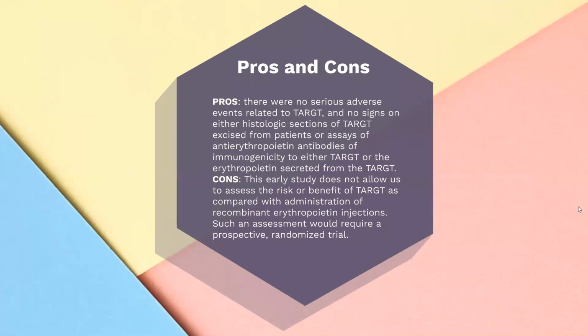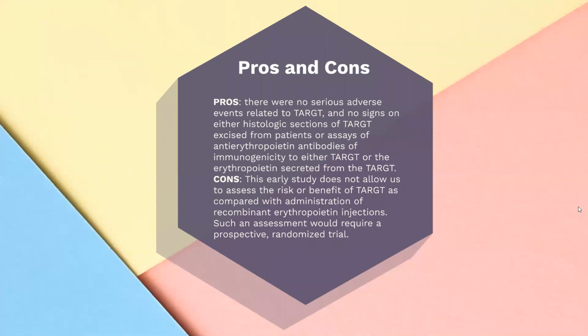Pros and cons. Pros. There were no serious adverse events related to TA-RGT and no signs of a histologic section of TA-RGT excited from patients or excess of anti-erythropoietin antibodies of immunogenicity to TA-RGT or the erythropoietin secreted from the TA-RGT. Cons. This early study does not allow us to assess the risk or benefit of TA-RGT as compared with administration of recombinant erythropoietin injection. Such an assessment will require a prospective randomized trial.